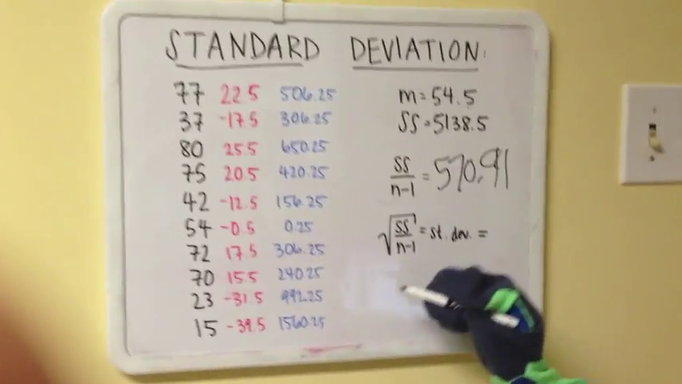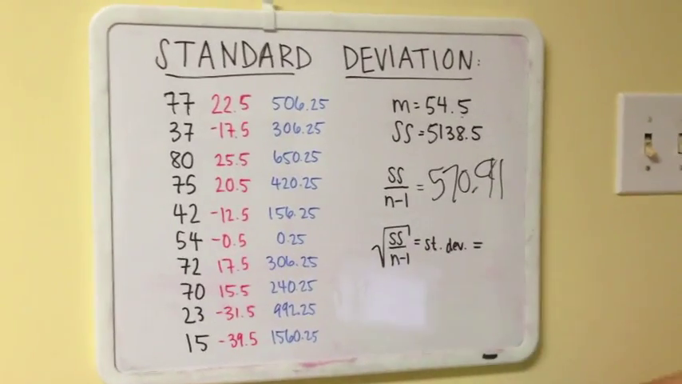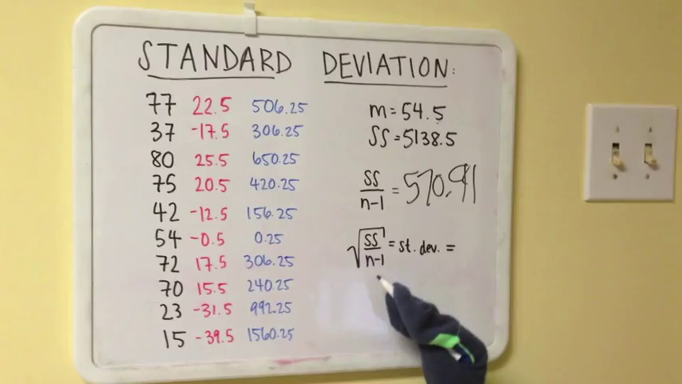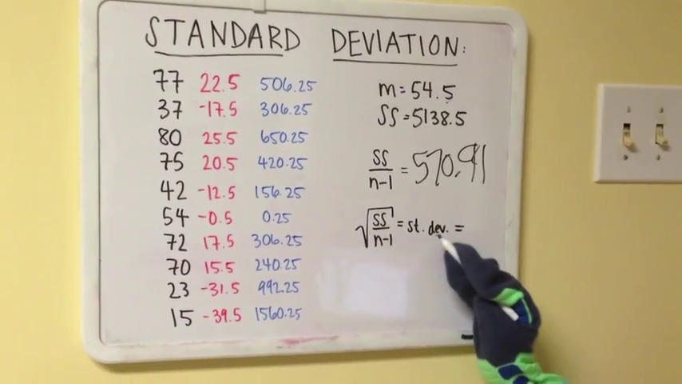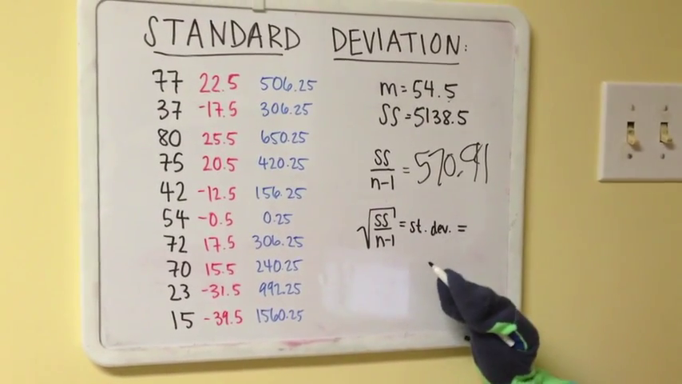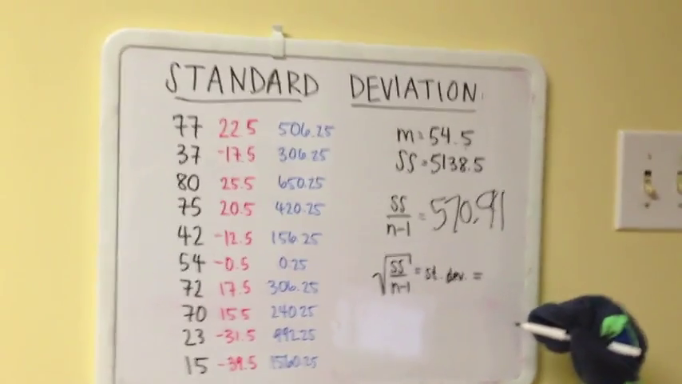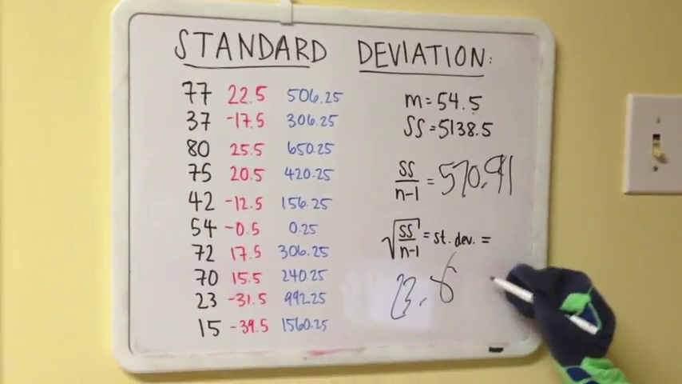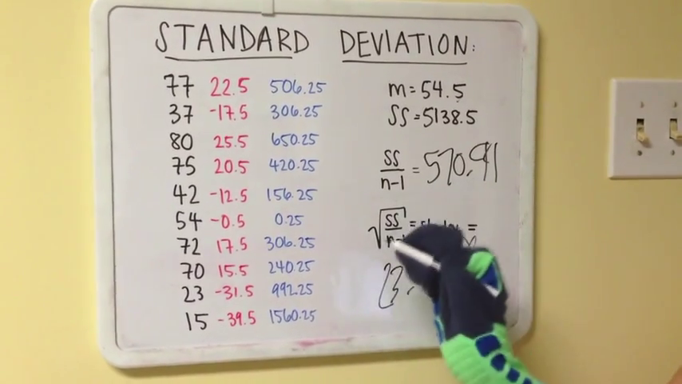Beautiful. Okay, so now what we're going to do is we need to square root that number to get a standard deviation. So that number is going to be 23.89. Get it?